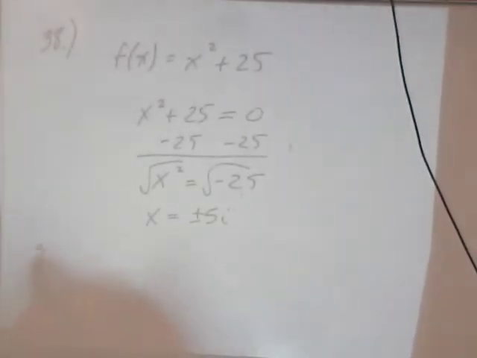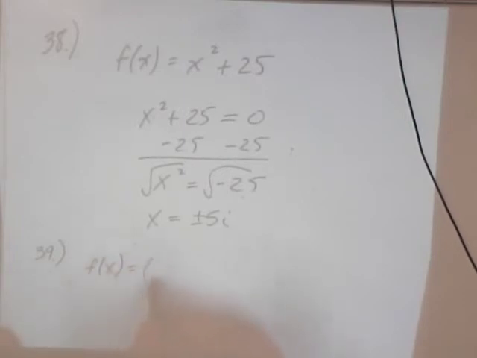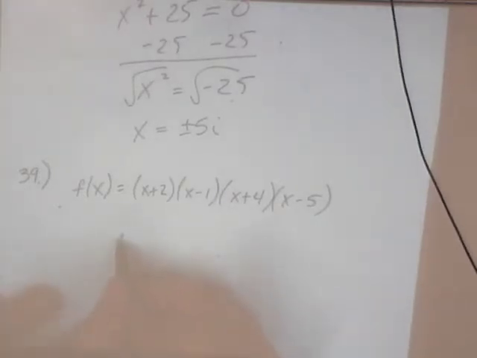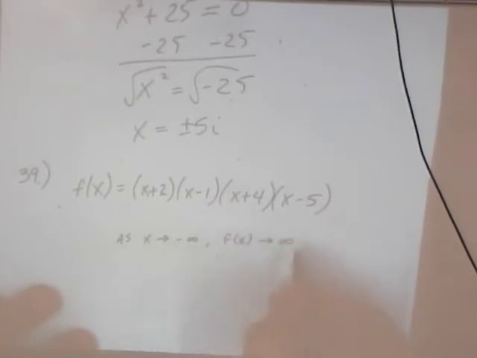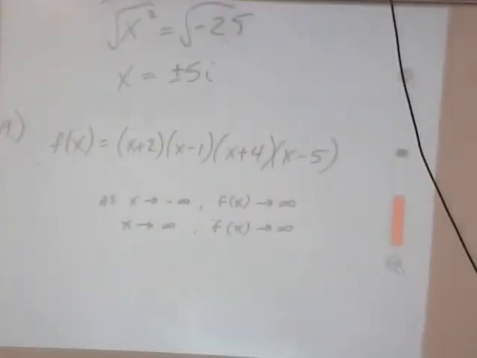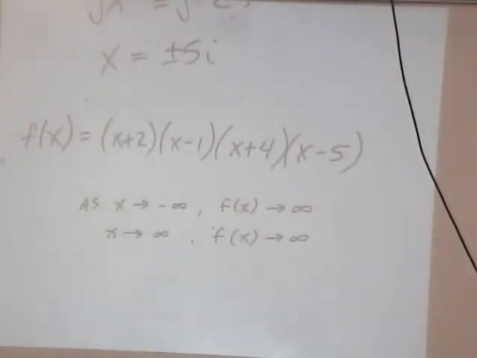All right, 39. Describe the behavior. All right, what's the degree of this? 4th degree, right? So it's going to behave a lot like a quadratic, right? It's either going to be up and up or down and down. What's the leading coefficient if I put it in standard form? 1. 1x to the 4th, right? So as x approaches negative infinity, f of x approaches infinity, and as x approaches infinity, f of x approaches infinity. Questions on 39?